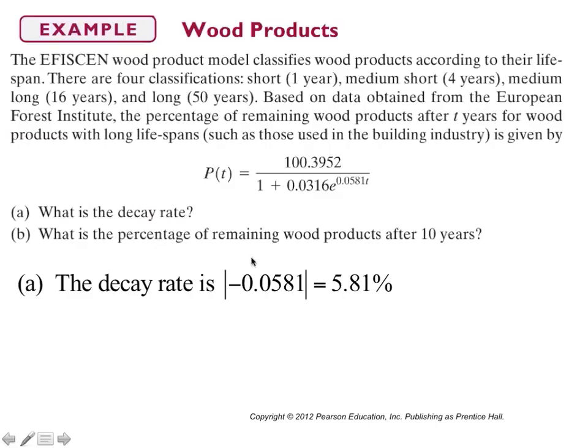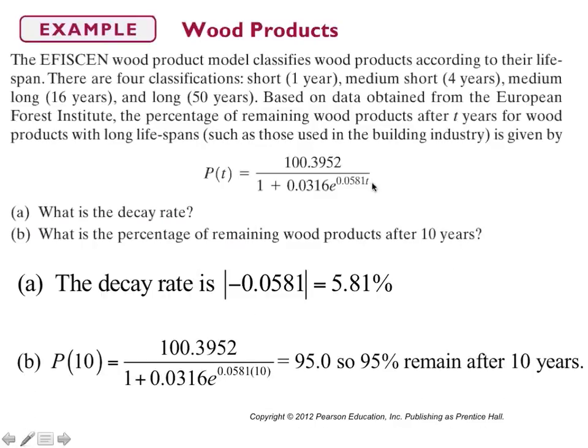And then we want to know what is the percentage of remaining wood products after 10 years. So what we actually do is we just plug 10 in for t. So we have 100.3952 divided by, and then make sure in your calculator you put a parenthesis for your denominator, and then you have 1 plus 0.0316 e to the 0.0581 times 10th power. Make sure you close your parenthesis.